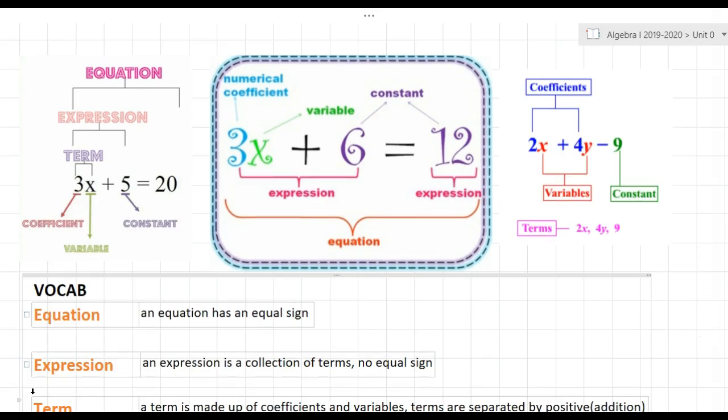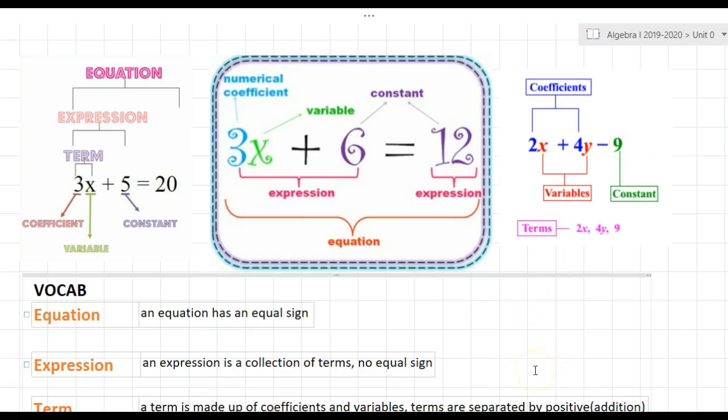Part 3 of your summer assignment starts with vocab and ends with solving one-step equations. An equation has an equal sign. The first example is an equation. We have an equal sign. The second example is an equation. We have an equal sign. The third is not an equation. There is no equal sign.